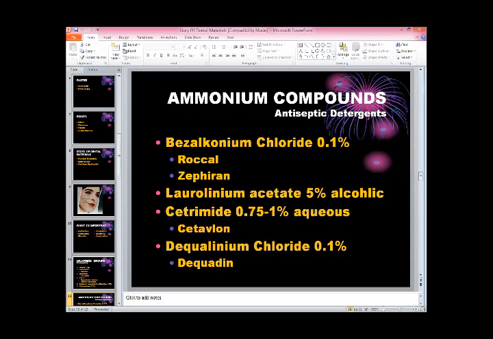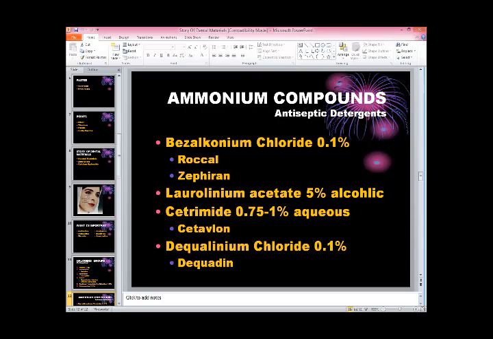And then dequalinium chloride 1%. It is available in the market with the name of Dequadine. So these compounds, sometimes we are using them alone, or we are mixing them with other antiseptic groups and achieving our recommended properties from those materials.